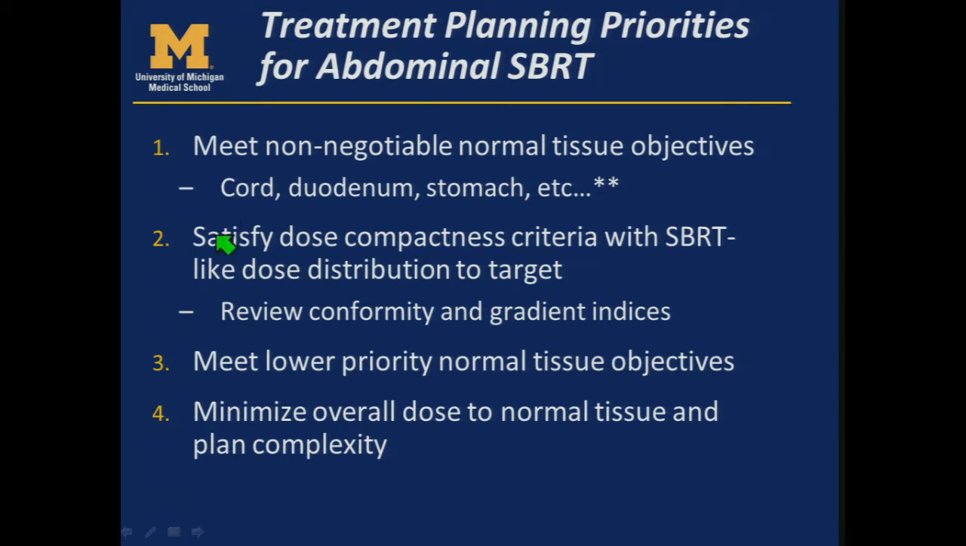And then our second priority is typically to satisfy dose compactness criteria with an SBRT-like dose distribution to the target, review your conformity and gradient indices that were talked about in the last presentation, and also then to meet your lower priority normal tissue objectives, and then just to minimize overall dose to the normal tissue and to minimize your plan complexity.